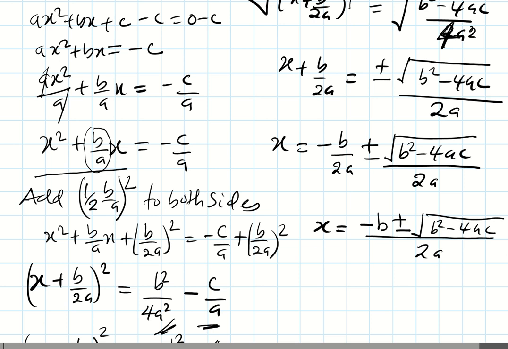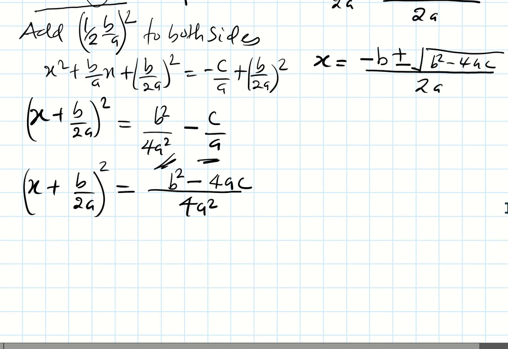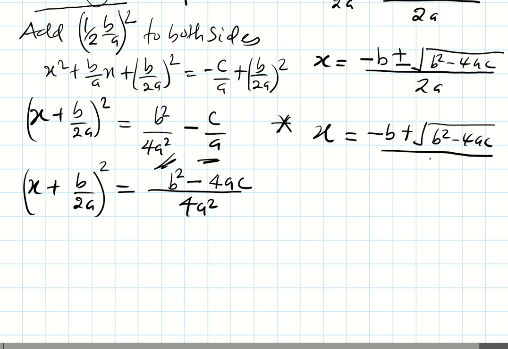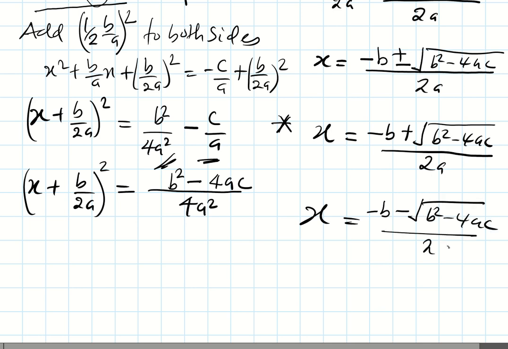So we actually have two values of x. For the first value, we have that x is equal to minus b plus the square root of b square minus 4ac over 2a, and the second value will be x equals to minus b minus the square root of b square minus 4ac over 2a.